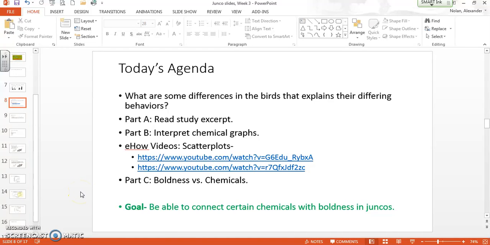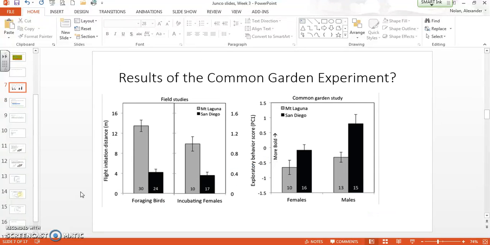Hi everybody, this is Mr. Nolan, and I just want to talk to you about what we are doing right now with our juncos, with our birds. In the last lesson, the main important thing that we learned was that the results of the Common Garden experiment indicate that behaviors of boldness in juncos are inherited. We find that the offspring from San Diego are much more bold than the offspring from Mount Laguna.